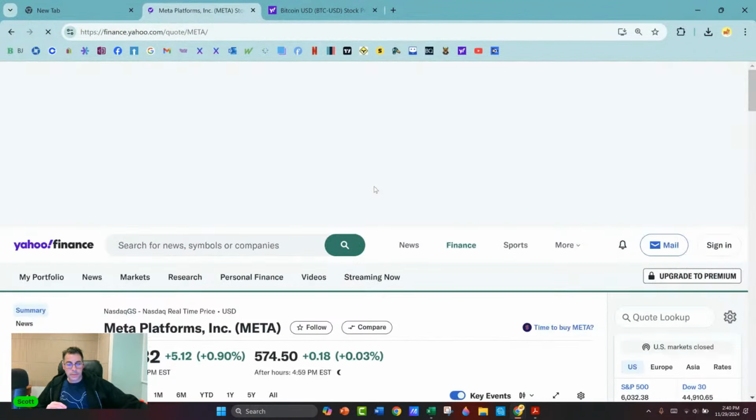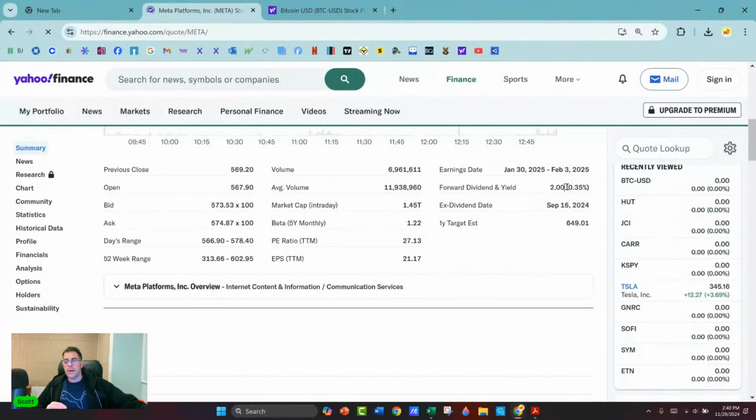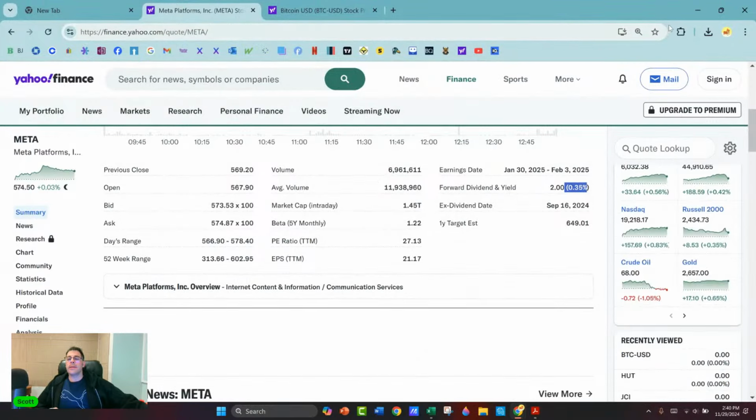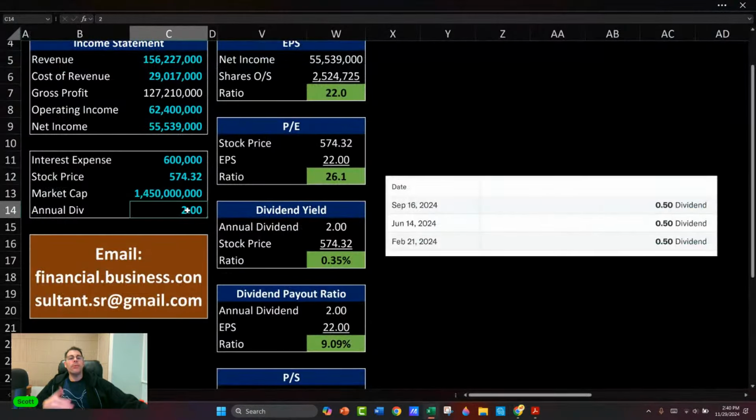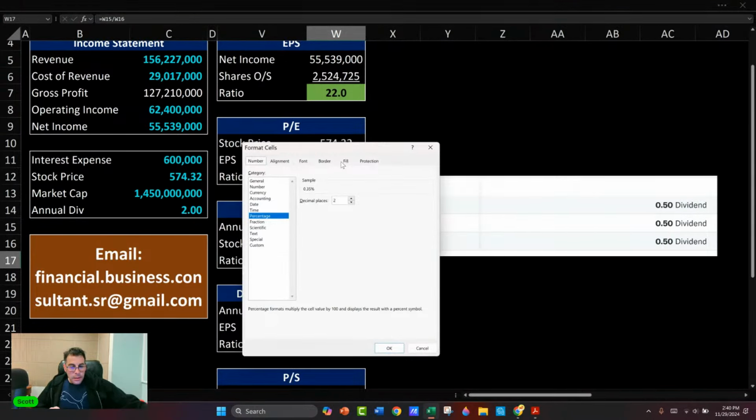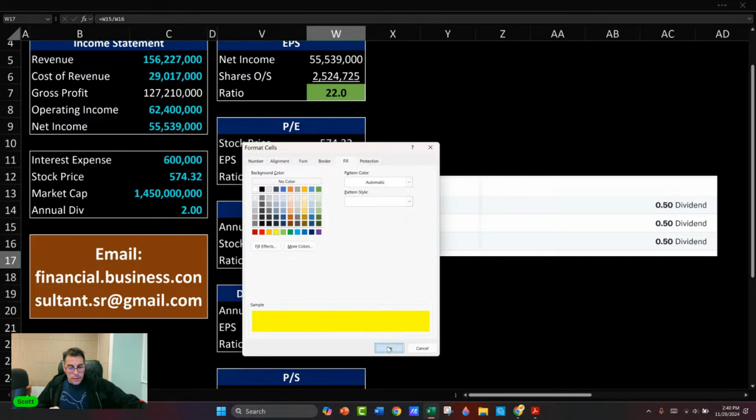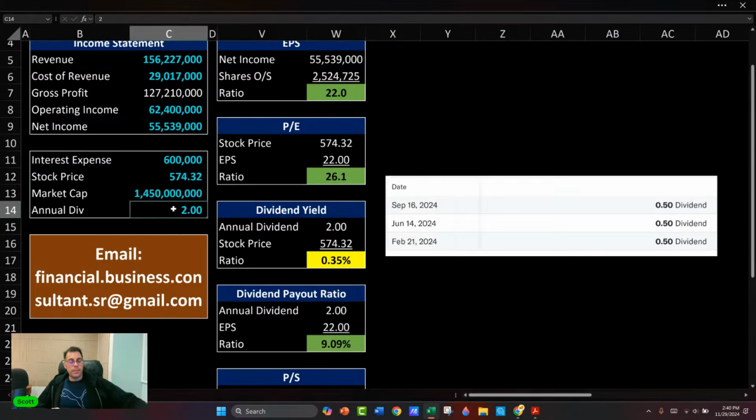Let me show you what I mean. So you can see right here, 0.35%. That's their dividend yield. So if they raise their dividend, say they double their dividend. Instead of paying 50 cents per quarter, they pay $1. So if they double their dividend, watch, this will go up to 0.7%.